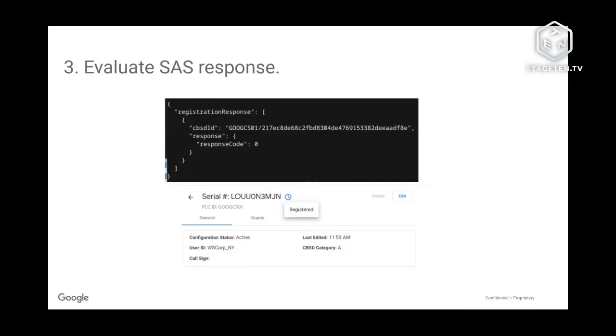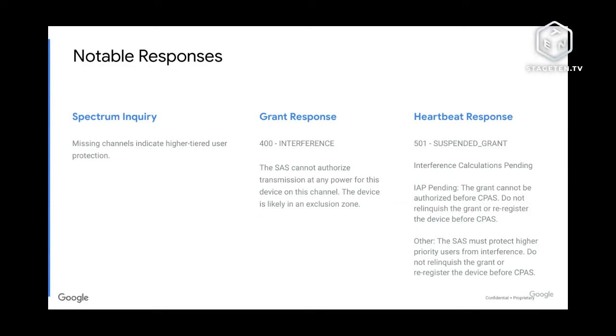Right, so now if I wanted to test my device, I could proceed with a spectrum inquiry request and a spectrum inquiry response, or a grant request, grant response, heartbeat request, heartbeat response. So what are the notable responses we're looking for when we send the spectrum inquiry, grant, and heartbeat responses to the SAS?